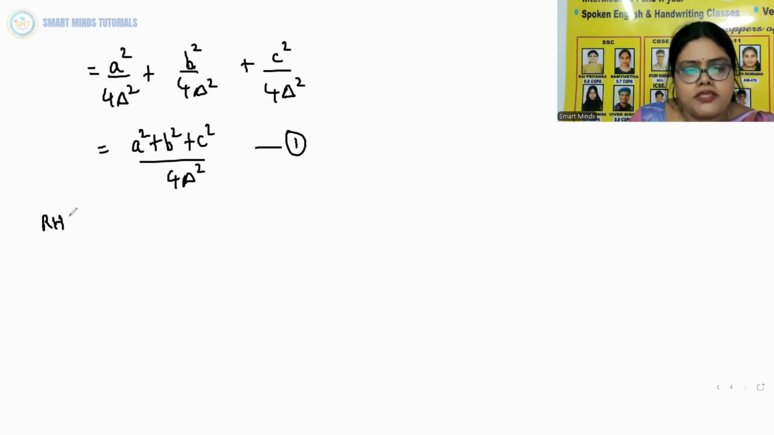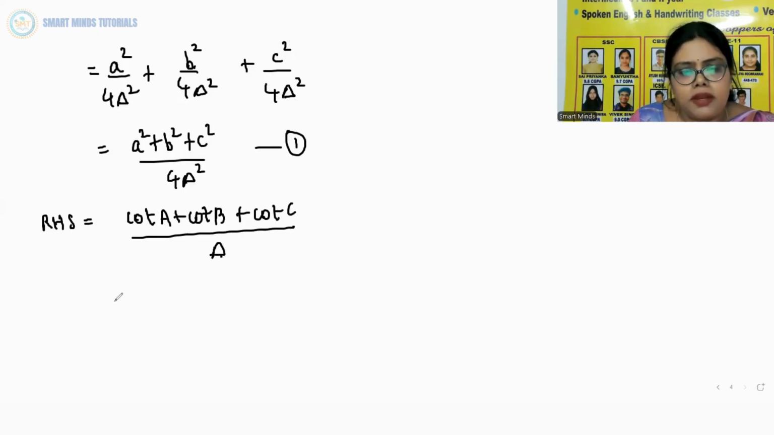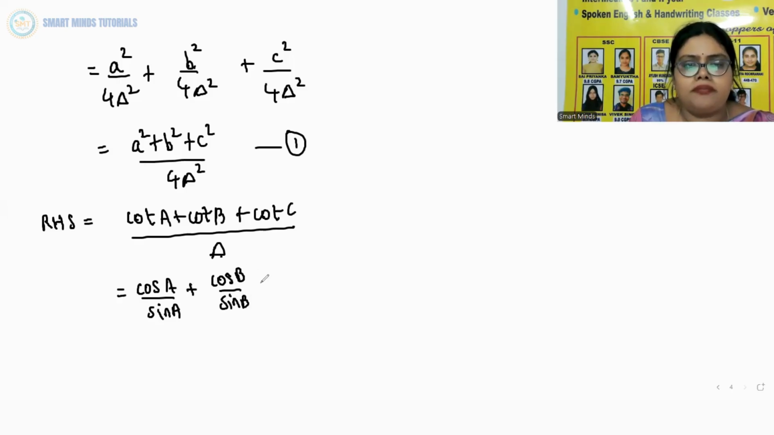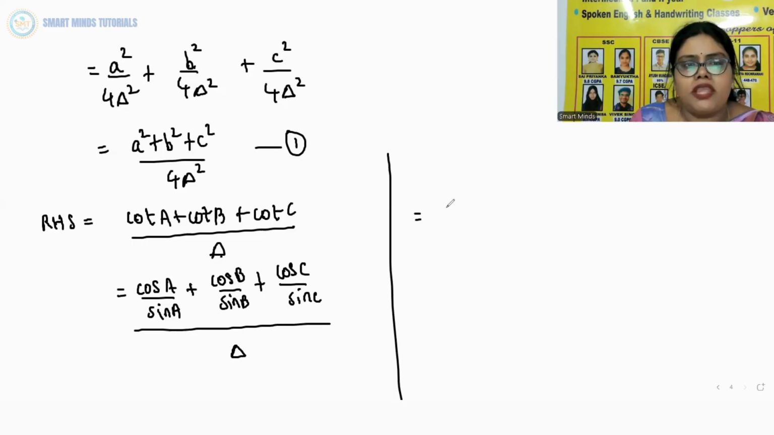Now let us take RHS. RHS is (cot A plus cot B plus cot C) by delta. So this is nothing but, if we take cot as cos A by sin A plus cos B by sin B plus cos C by sin C, all by delta. So now cos A we can write as (b square plus c square minus a square) by 2bc sin A.